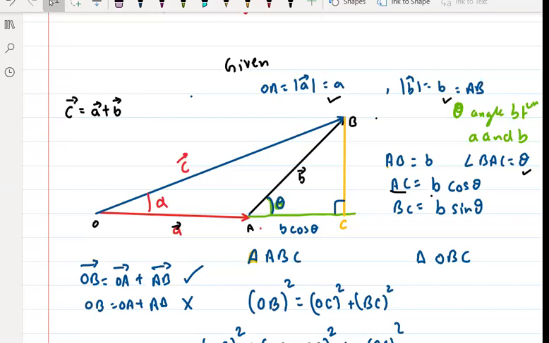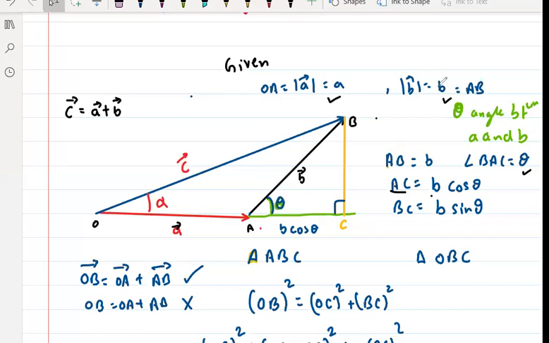Pythagoras theorem says that hypotenuse square is equal to base square plus perpendicular square. Very good, Sampada, Afaq, Adnan. So Pythagoras theorem states OB square is equal to OC square plus BC square. Keep trying to understand, okay?